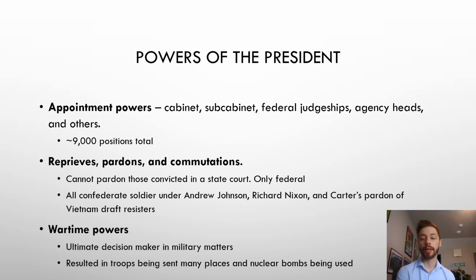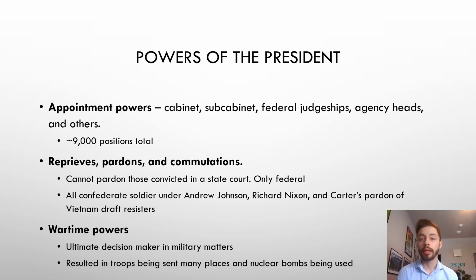We also see the president can grant reprieves, pardons, and commutations. Oftentimes you see presidents enacting pardons at the end of their presidency. We've seen some examples of Andrew Johnson pardoning all Confederate soldiers at the beginning of his presidency, Richard Nixon getting pardoned by Ford at the beginning of Ford's presidency, and Carter's pardon of Vietnam draft resistors. We also see many presidents have left office enacting widespread pardons for nonviolent crime offenders and various things of that nature. We also want to make sure that we understand what reprieves, pardons, and commutations are.